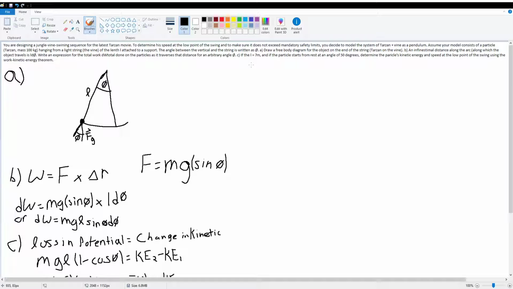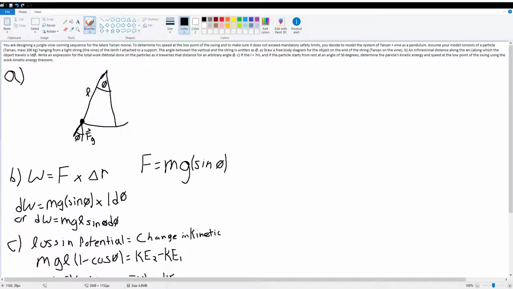And we're going to have a particle in our system, which is going to be Tarzan, and he has a mass of 100 kilograms. And he's going to be hanging from a light string, which is our vine, and it has a length L attached to a support. The angle between the vertical and the string is written as theta, which in this free body diagram you can see, this is the string I have, which has the length of L, and this is theta.